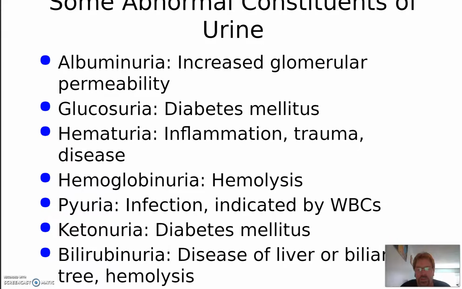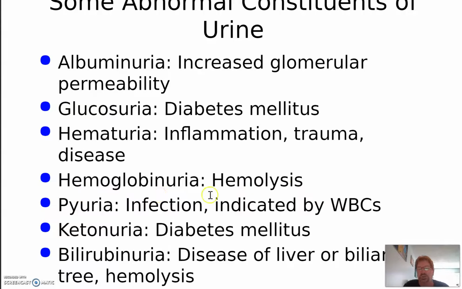Okay, we're going to pick up exactly where we left off with our last video: some abnormal constituents of urine. We're going to have to move fast because we've got two chapters to cover. Albuminuria just means we've got too much albumin. Glomerular permeability is wrong for some reason. Glycosuria, sugar in the urine. Diabetes. Hematuria is blood in the urine: inflammation, trauma, disease.